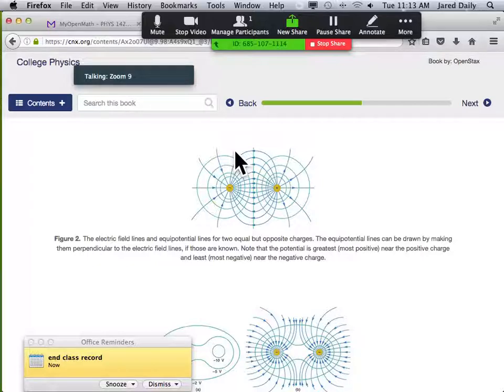So the field lines actually start to look much different than they might have looked before. And then on each side of these things, we're going to have one that comes in from infinity, one that goes out to infinity and is not affected by the other one.